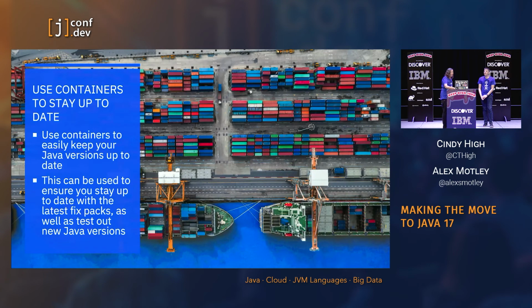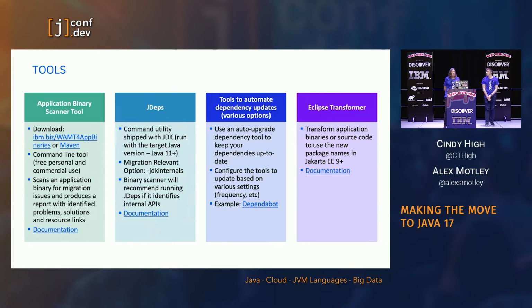And on tools, of course, we're embracing containerization, and that's really a good way to stay up to date. If you're starting to use containers, you can easily change your Java versions, update, run, and test your applications, and stay with the latest fix packs as you're building and testing applications. Containers make that quite easy. But there's also a set of command line tools, some of which we built, that we recommend.